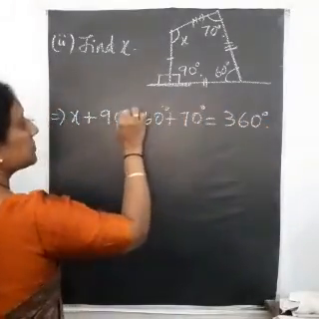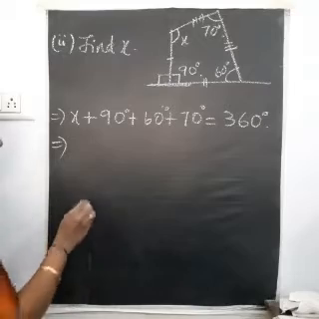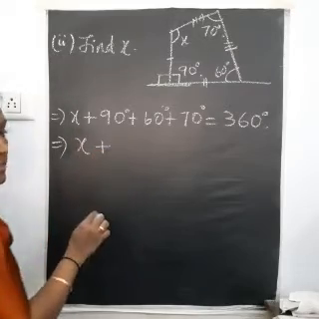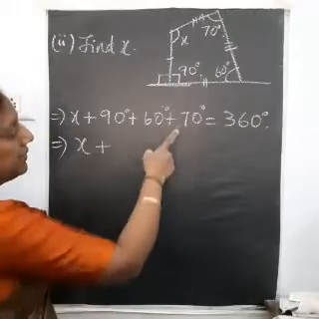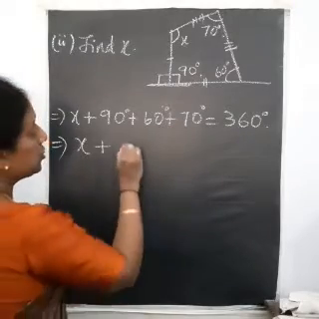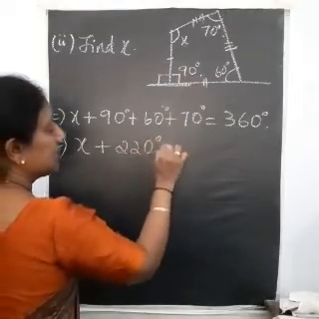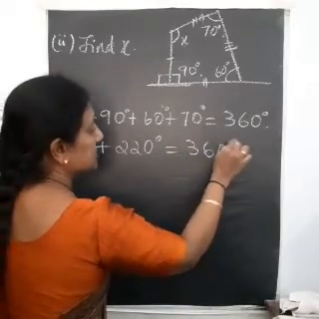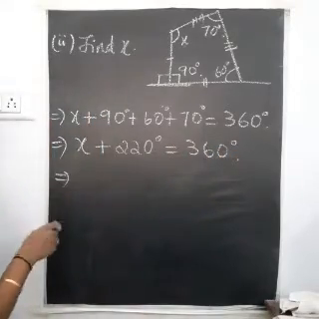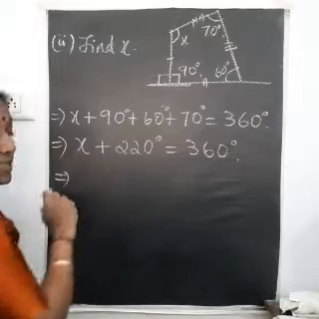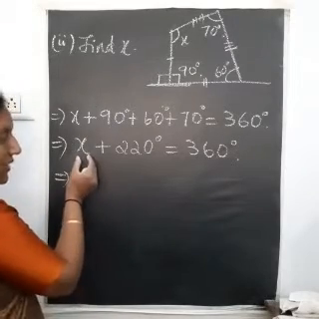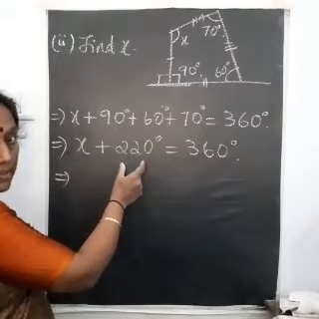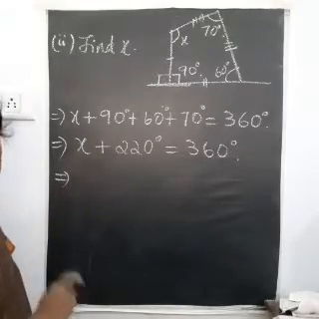Correct? Okay. So what will you get here? X plus. Now what is 90 plus 60? 150. 150 plus 70 is 220 degrees, equal to 360. Okay. Now, can I add x and 220? No. Why not? Because this is a variable and this is a number. They are both unlike terms.